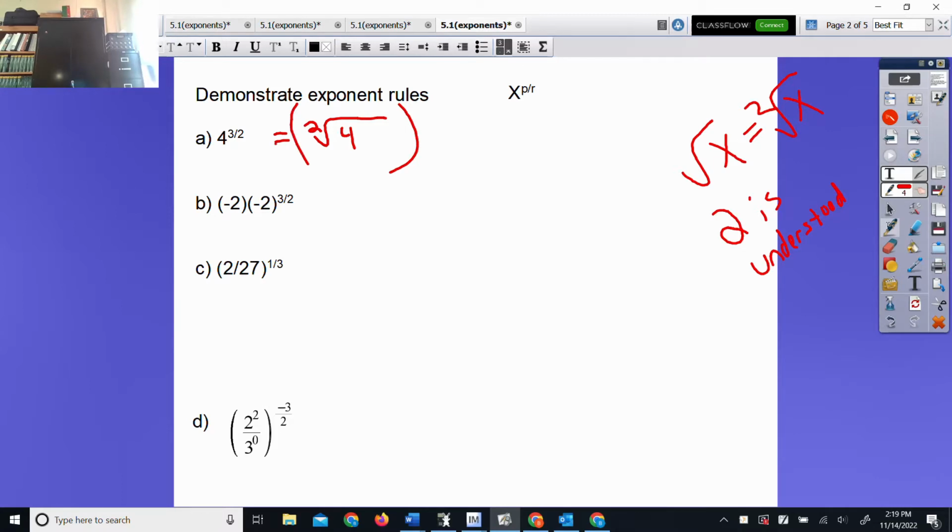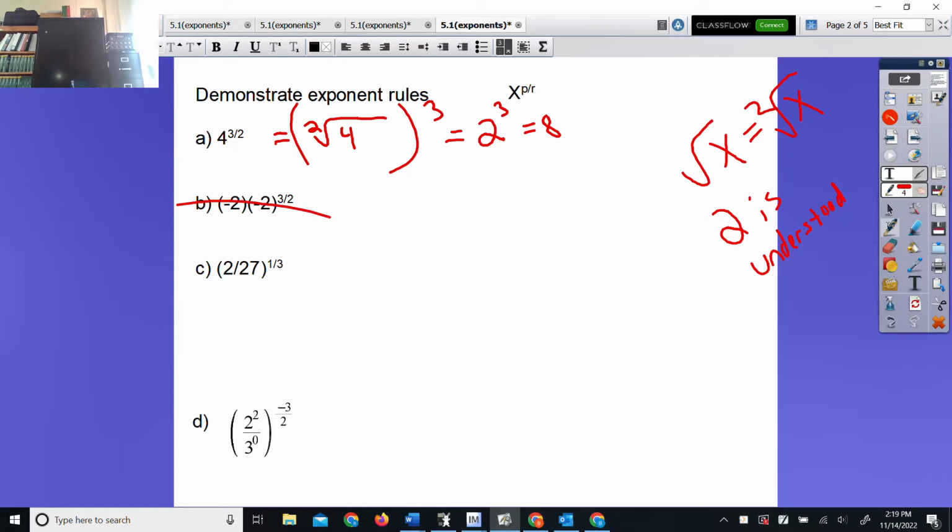The root was the square root, and what's the power? 3. What is the second root of 4? 2. You evaluate, and you keep evaluating. What's 2 cubed? 8. Strike out B, I don't like the numbers I picked.